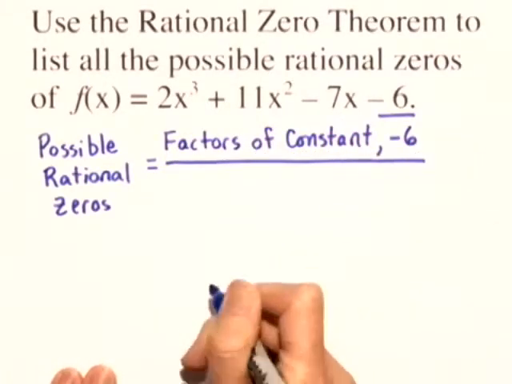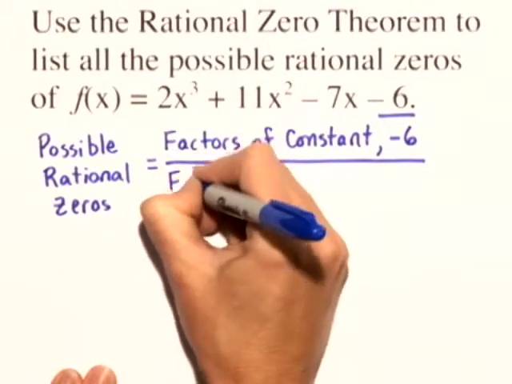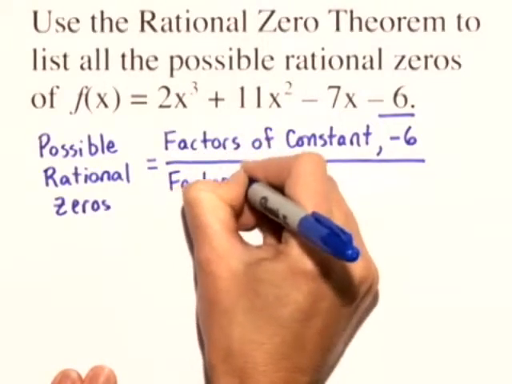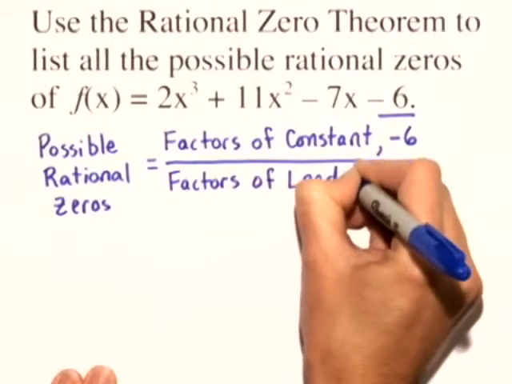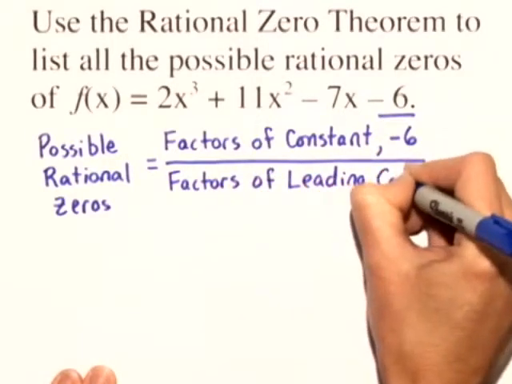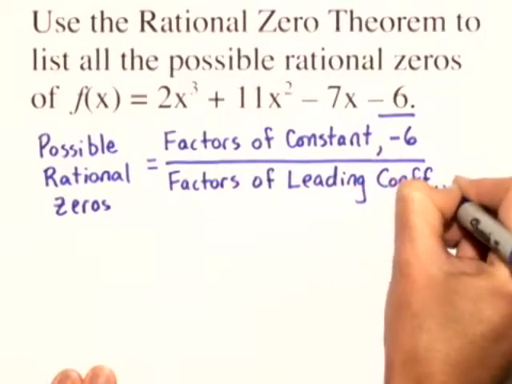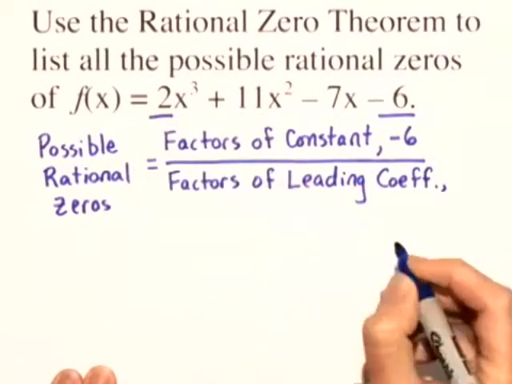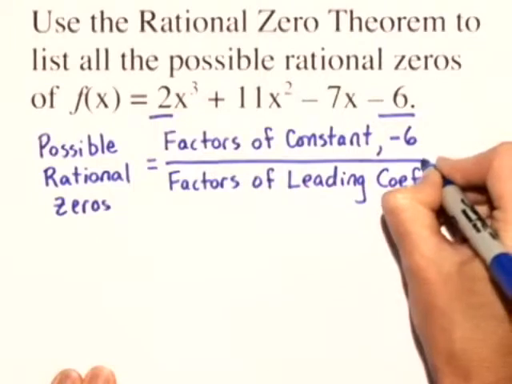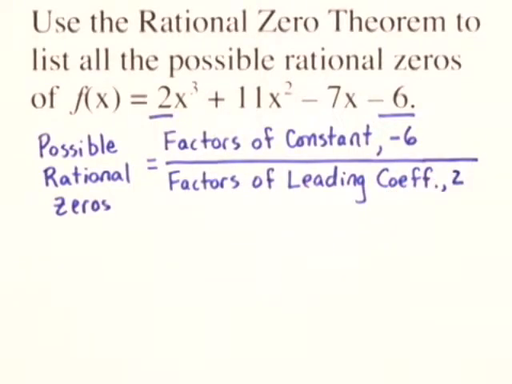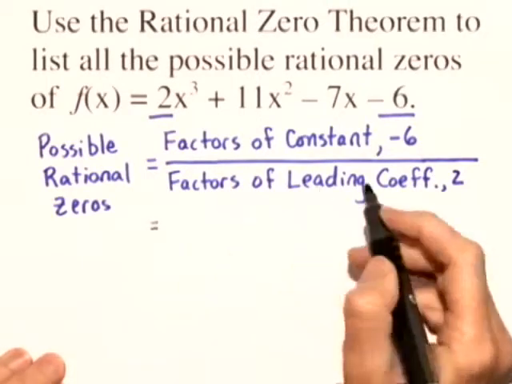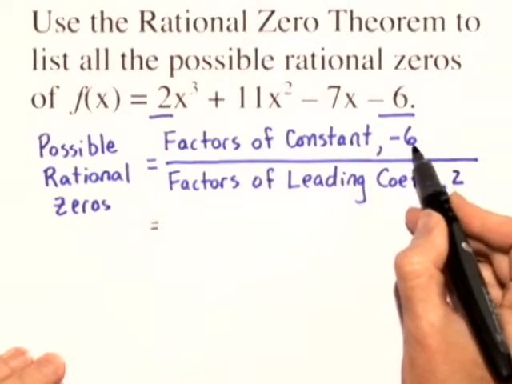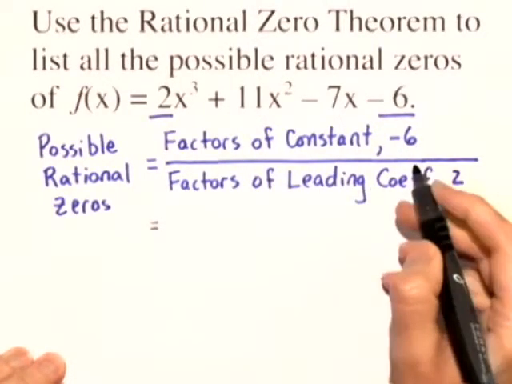Divided by, in the denominator, the factors of the leading coefficient. I'll abbreviate here. And our leading coefficient, in this case, is 2. So, in order to list all of the possible rational zeros, we're really looking at all of the factors of -6, including the positive and the negative factors.